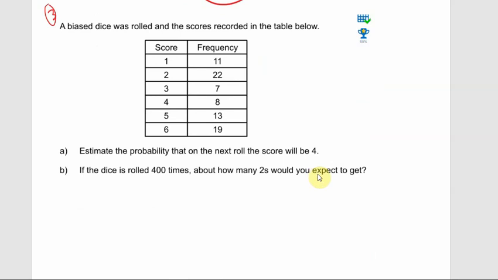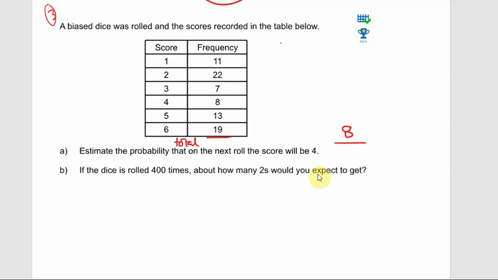A biased dice was rolled and the scores recorded in the table. So bias just means they're not all the same. Estimate the probability that the next roll will be a 4. So again, we need to think, well, a 4, we've done it 8 times. We just need to find out what our total is. So we need to add all this together to find out the amount of times we've rolled it.